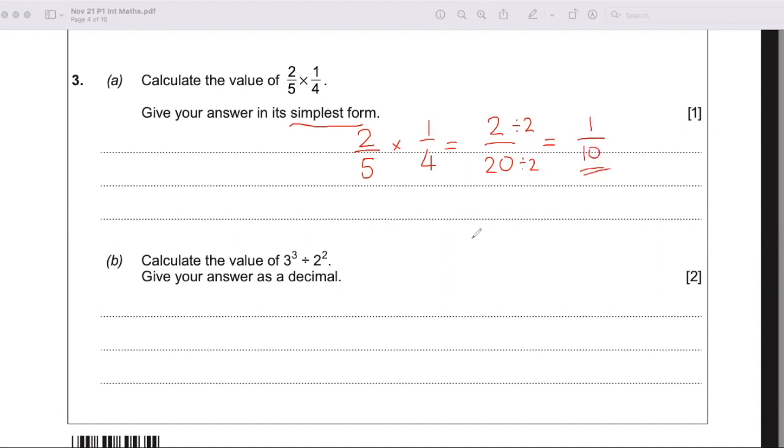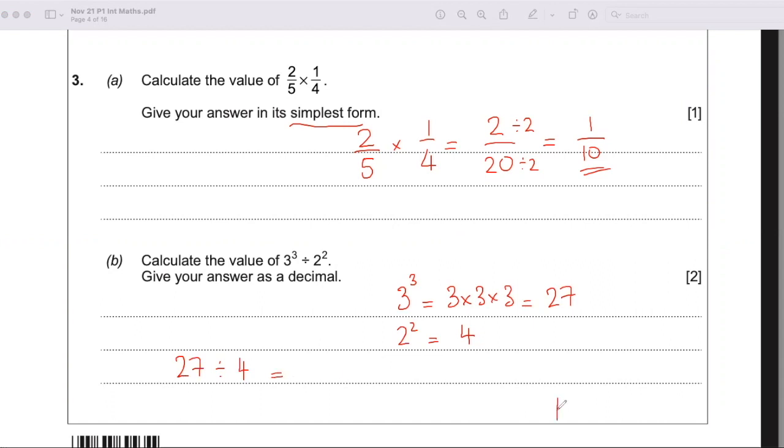B, calculate the value of 3 cubed divided by 2 squared. Give your answer as a decimal. So really straightforward, and just work out each of the numbers first. That 3 cubed will be 3 times 3 times 3, which is 27, not 9. And 2 squared is 4. So 27 divided by 4.